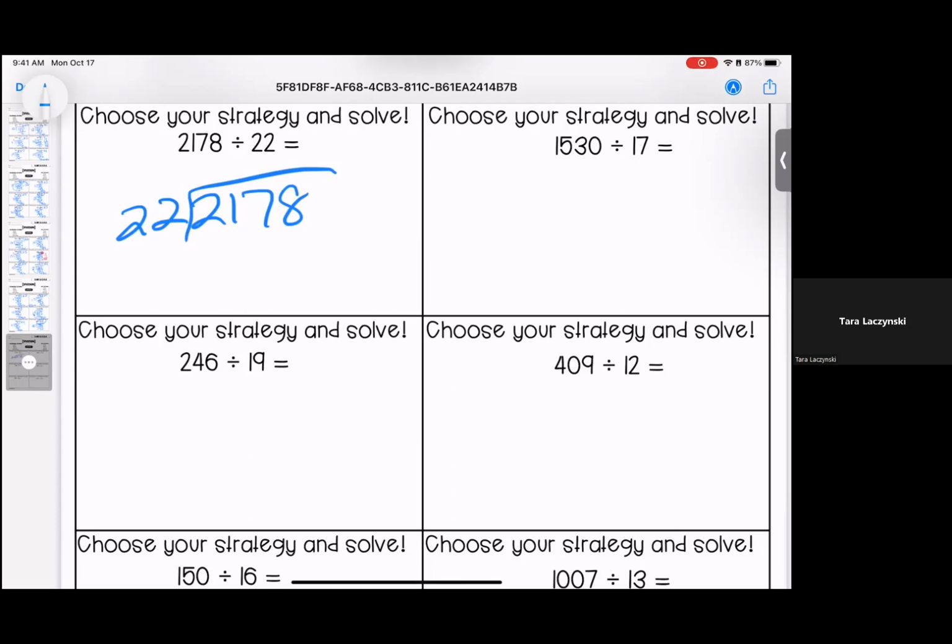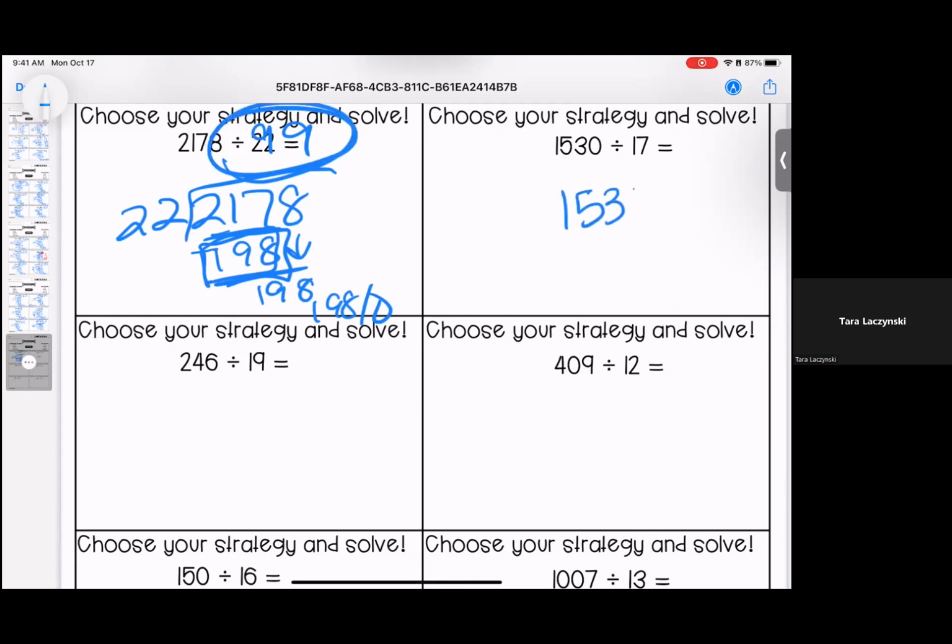2,178 divided by 22. This one goes in evenly. 22 is going to go into 217 9 times. 9 times 22 is 198. When I subtract that, I'm left with 19. Bring down my 8. Notice the match. Another 9 times leaves me with no remainder. My answer is 99. Let's keep moving and grooving.